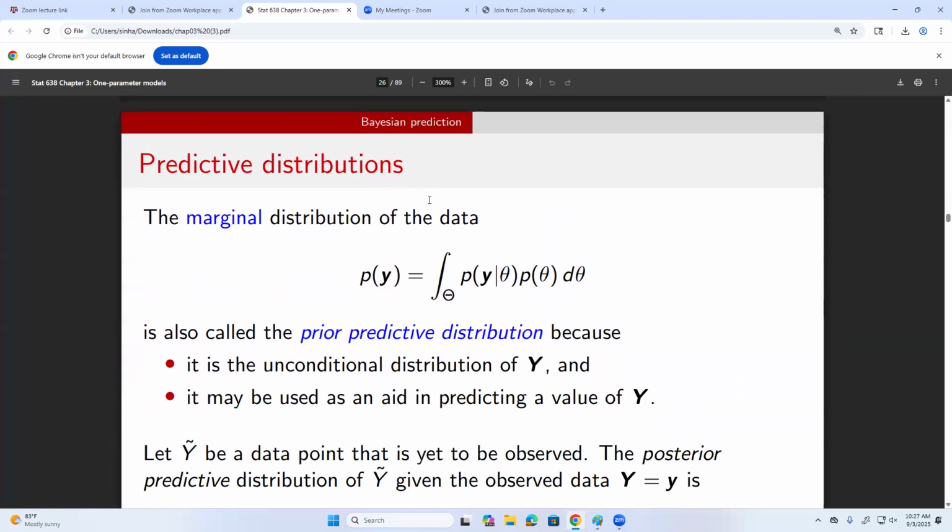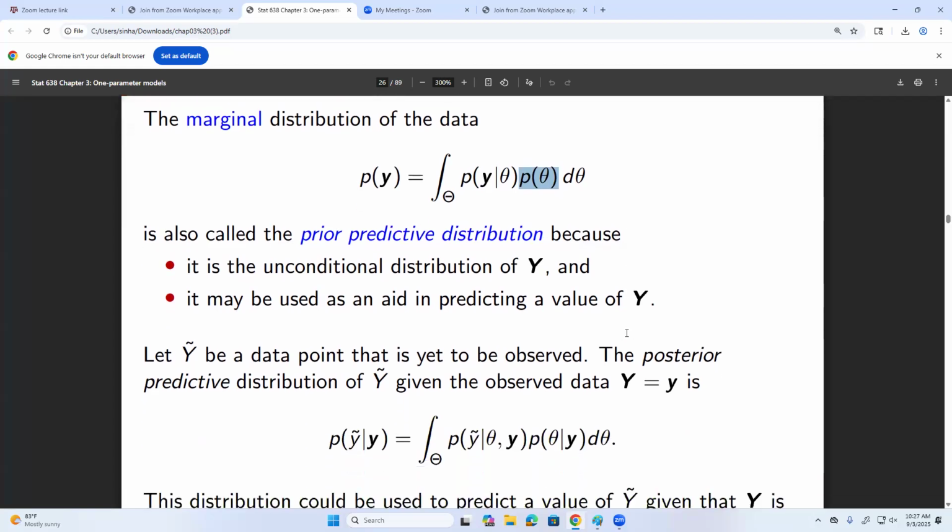Next, we talk about predictive distributions, the marginal distribution of y, where you integrate out the unknown parameter with respect to the prior distribution. This is the marginal distribution. This is called prior predictive distribution. And another distribution, we call it posterior predictive distribution, is the distribution of a future observation given the observed data. This is called posterior predictive distribution, and this is the most important.